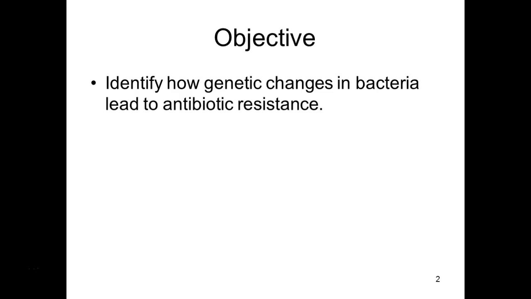So the basis of why we talk about genetics as it relates to bacteria is because these genetic changes lead to most of the antibiotic resistance that we see, right? Why is it they're resistant? Because genetically they have changed, and therefore they're resistant to the antibiotics that we use.